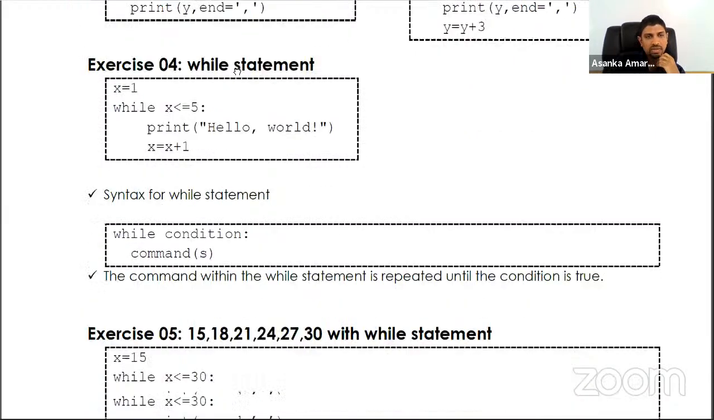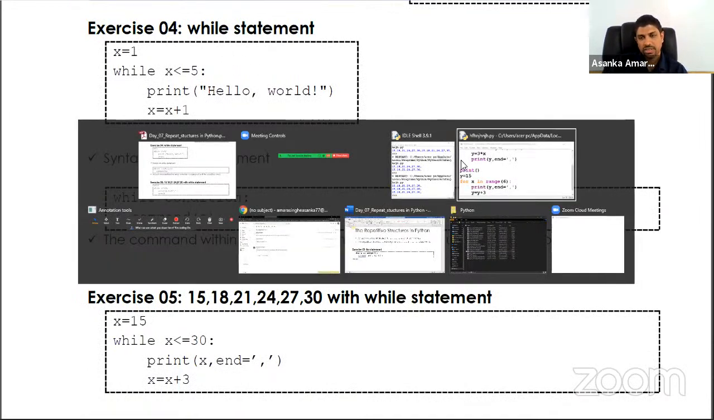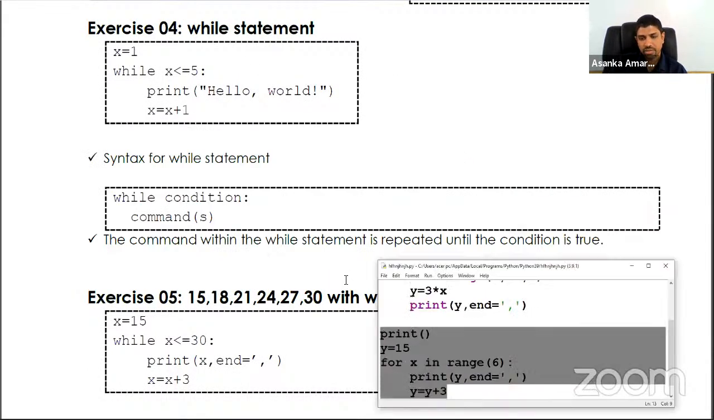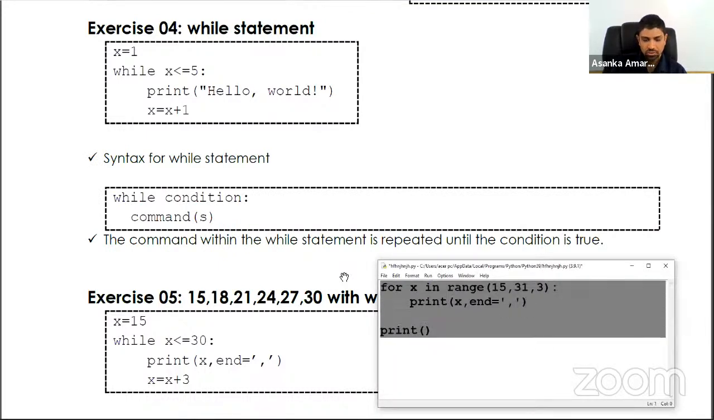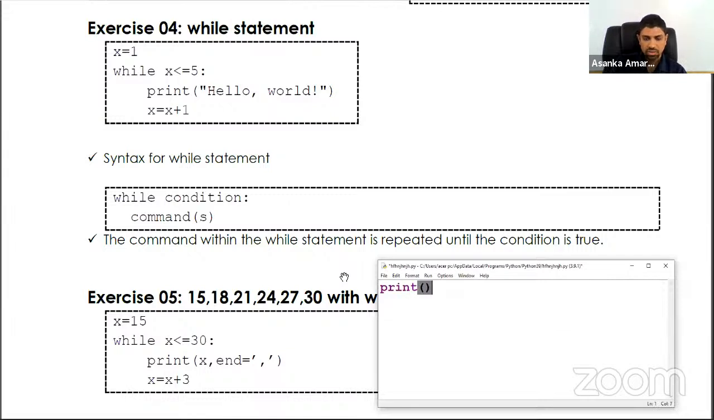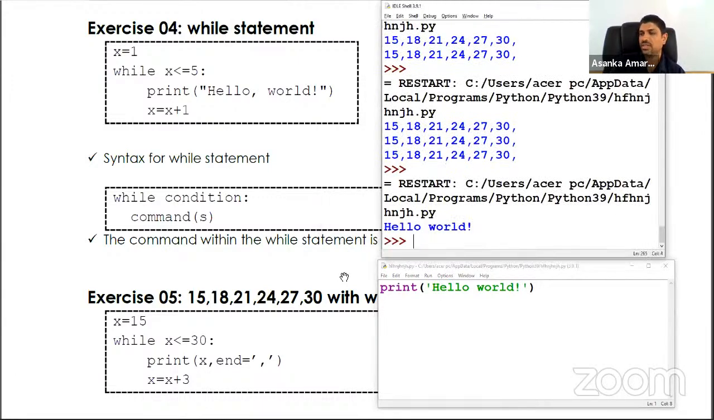Then we are going to look at the while statement. Okay, all of you look at the screen. Now I want to print hello world. I want to print hello world. If I put a command like this, the definite output is hello world.